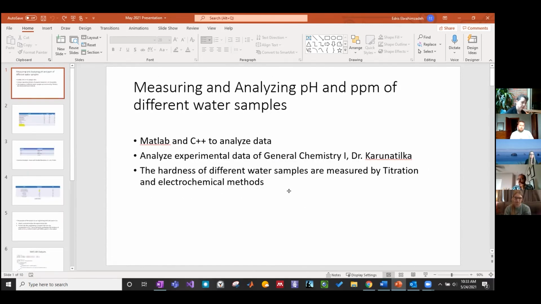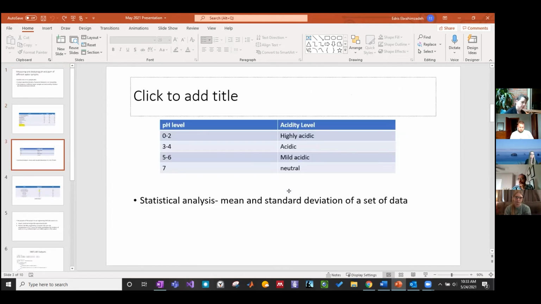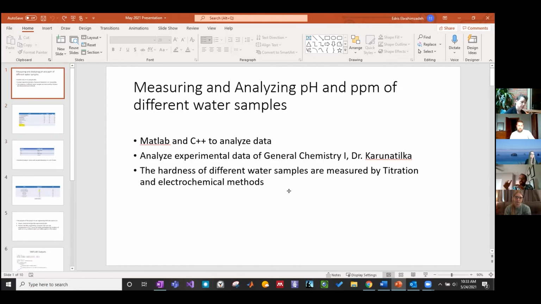So that's all I did. I wish I could do more, but because the nature of my project was highly dependent on the general chemistry lab, the data, the input to my project, was constrained. But I will keep working on this project even after the deadline. So, any questions?